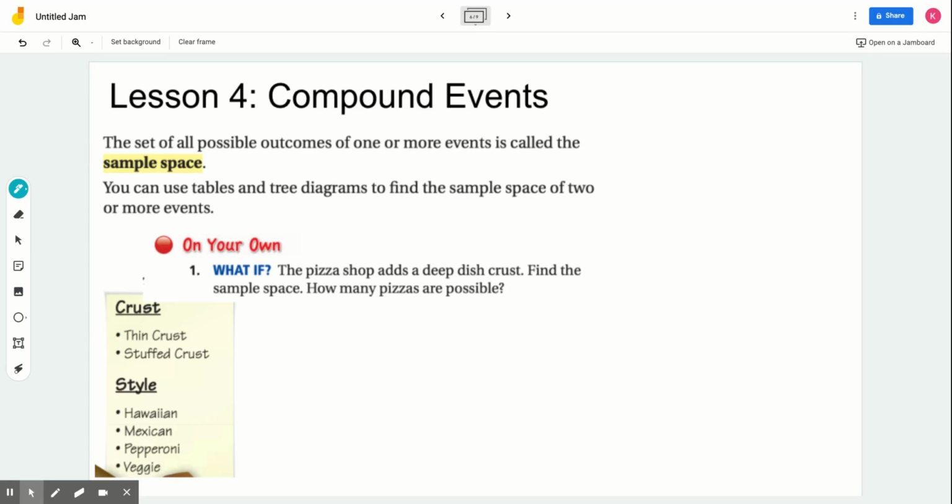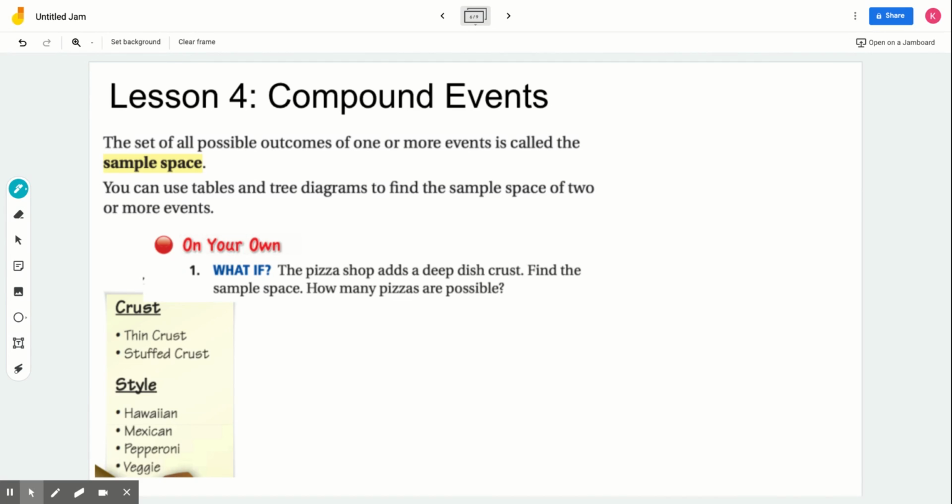Today we're going to talk about compound events. So lesson 4 in chapter 15 for advanced or lesson 4 in chapter 10 for regular math. The set of all possible outcomes of one or more events is called the sample space. You can use tables and tree diagrams to find the sample space of two or more events. A tree diagram is going to look like it has branches. We're going to see what one of those would look like in just a second.